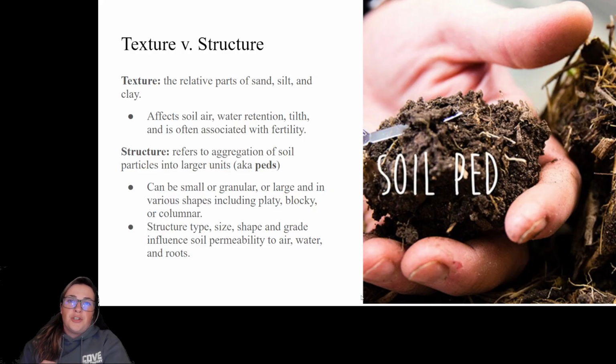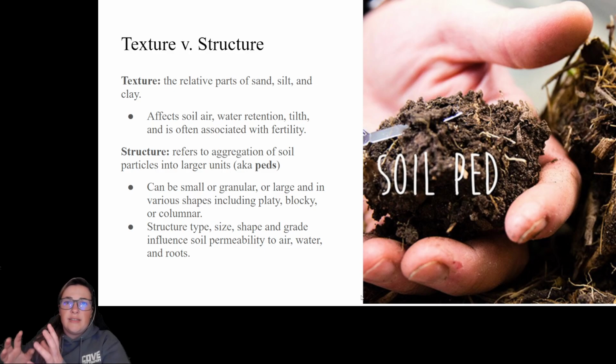That is different from structure, because structure refers to the aggregation of soil particles into larger units, also known as peds. So if you ever dig up some fresh soil and you see some clumps that are naturally clotted together, that's a soil ped. And that is actually really healthy for soil. We'll get into more information in the next slide. But peds can be small or granular or large and in various shapes, including platy, blocky, or column shaped. Their structure type, size, shape, and grade influence soil permeability to air, water, and roots, ultimately.